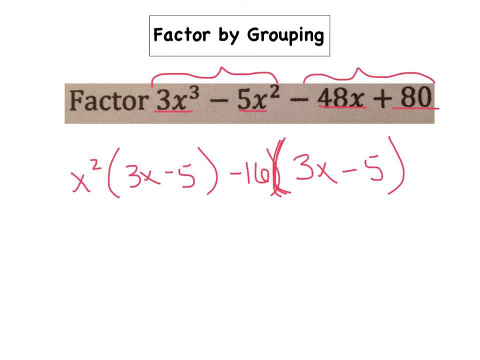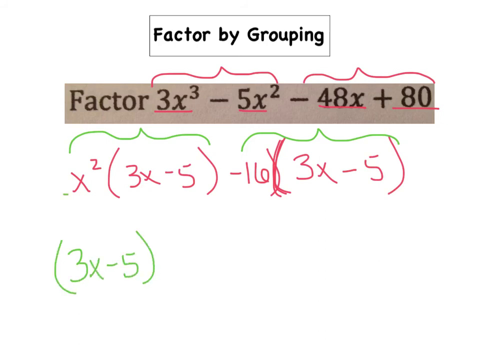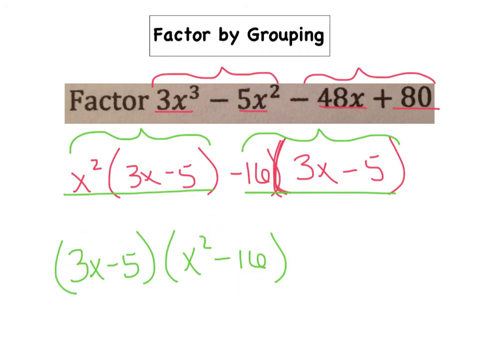Now, what's the GCF of this term and this term? And don't be afraid to draw those squiggly brackets. It's going to help you stay organized. The new GCF is the quantity 3x minus 5. Parentheses are important. Divide the first term, you'll get x squared. Divide the second term, you'll get negative 16. And a lot of times you get to this stage of the game and you're all done.